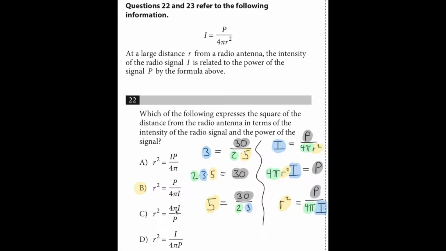So, you'll notice in all of these answer choices, we've got I and P on the right-hand side and r squared on the left-hand side. That's what we're looking for. But you can't just rearrange them however you want. There are certain rules. And maybe it would be best to illustrate them using actual concrete numbers.